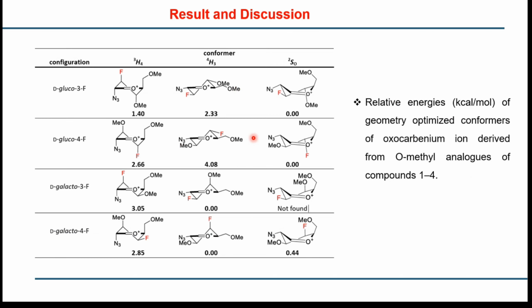They have given all the triplet intermediates with energy. If you see the case of glucose, these two were the most stable intermediates. So that's why there is no selectivity of the outcome of the glycoside product, because it can open in both ways.